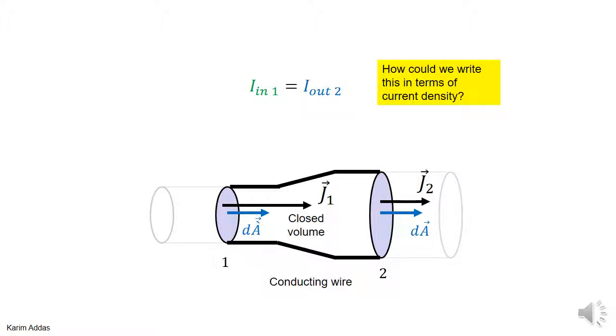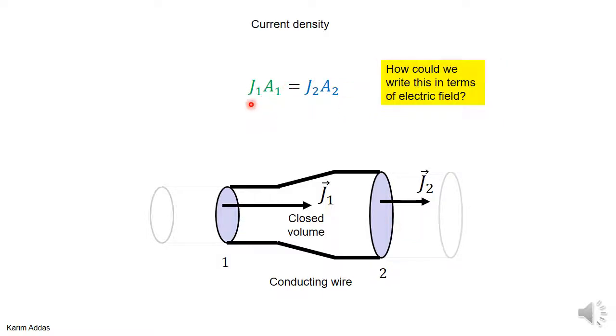Okay, in the previous video we showed what it means to be in steady state, and we showed that steady state means that the current going in through the small area is equal to the current going out through the big area. How could you rewrite this in terms of the current density? We know that the current is J times area, so I1 is J1A1 and I2 is J2A2.